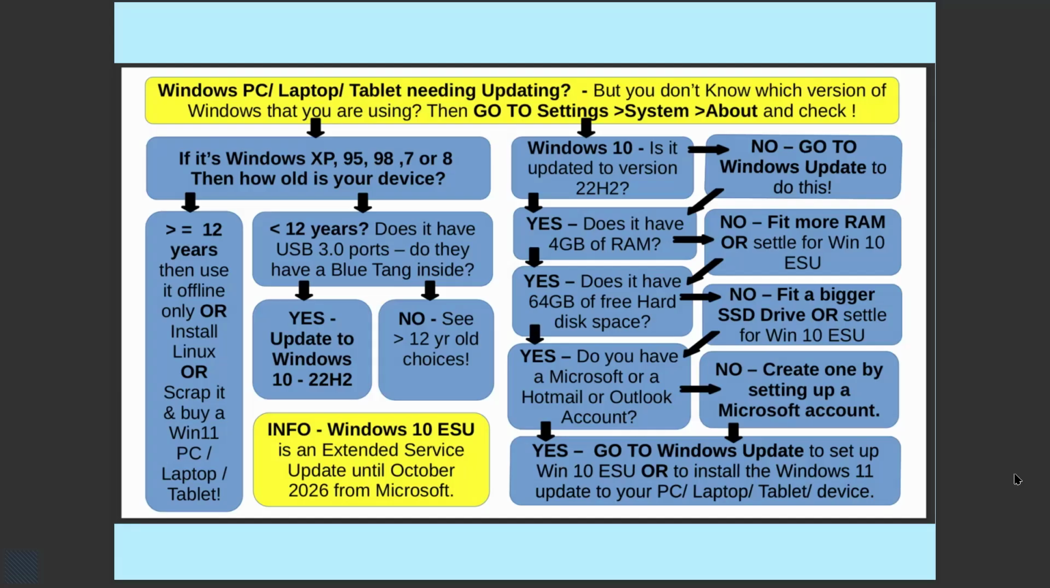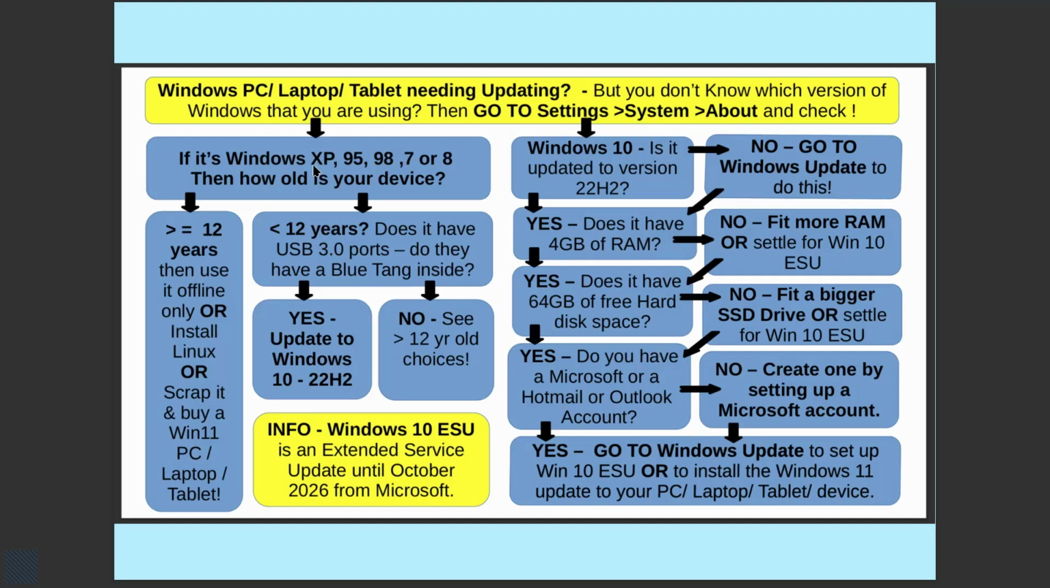Now, this chart shows you the pathway to get to an updated Windows system. First of all, you need to know which version of Windows you're using. So you need to go from the Windows icon in your bottom left corner on your home page to Settings, which is the gear wheel, then choose System, which is the top choice, and then finally in System, go to the About screen, which will tell you about your Windows software.